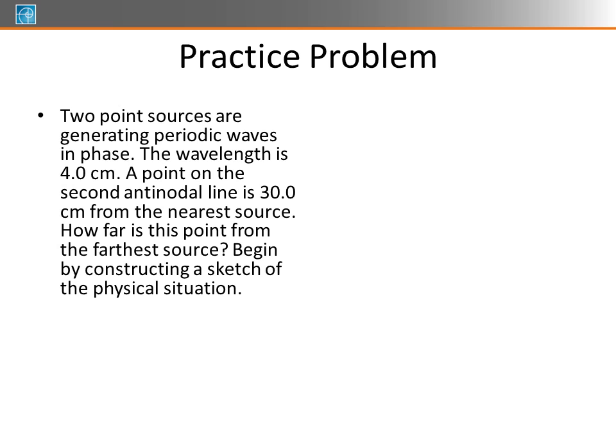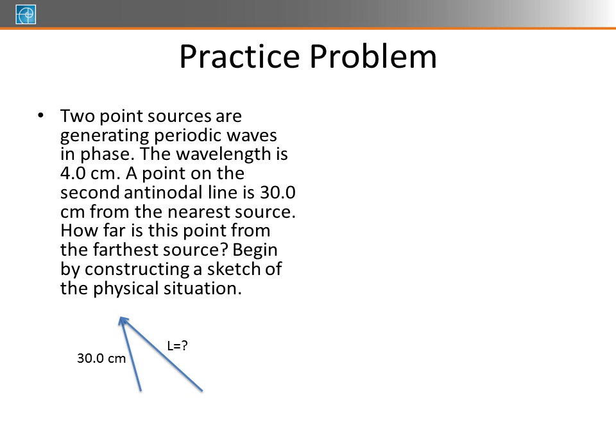A point on a second antinodal line is 30 centimeters away from the nearest source. We want to know how far the furthest source is from the same point on the antinodal line. So let's begin with a sketch. In my basic sketch, I have 2 sources, one here, and the nearest source to a point on that antinodal line is 30 centimeters. I want to know how far it is to the other source.